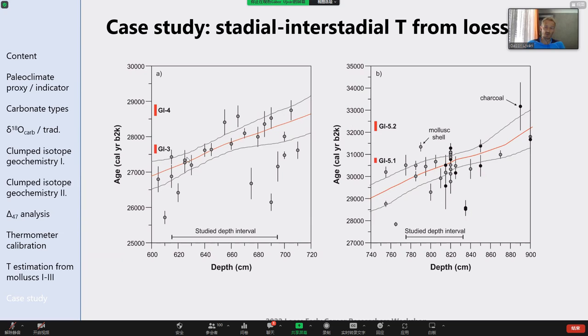Here I show you the radiocarbon chronology of the two studied depth intervals of the Loess ECR sequence. We have many radiocarbon dates. There are some layers from which we have multiple radiocarbon determinations from different target materials, including charcoals and mollusk shells. So this is a relatively well-defined chronology. And we were interested in GI 5.1, so the interstadial 5.1 and 3, and the surrounding stadials.